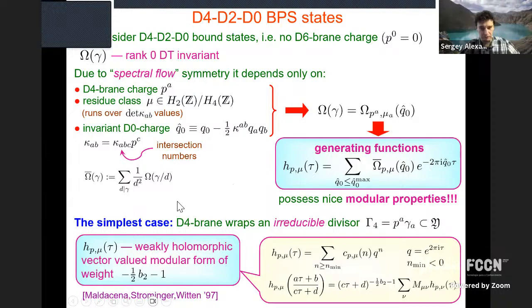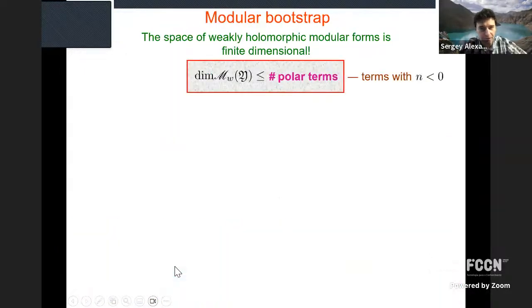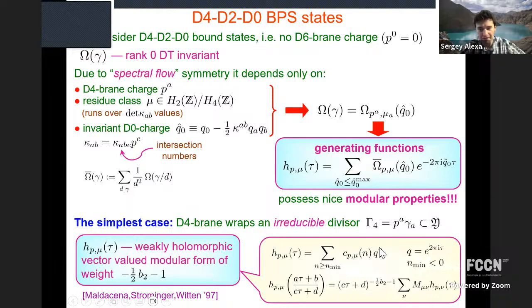Okay. So we consider this simple example, namely, there is a claim that the generating function for irreducible divisors must be a weakly holomorphic vector-valued modular form. And there is a beautiful fact that the space of weakly holomorphic modular forms is finite dimensional. Moreover, this dimension is bounded from above by the number of polar terms, namely those terms which in this series have a negative power of q.